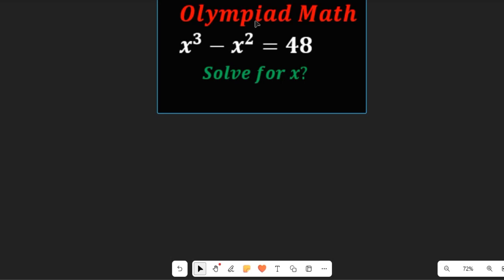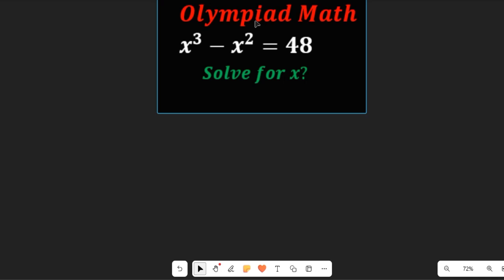So, do you think algebraic formulas alone can solve this algebraic expression? We are asked to solve for x, where x to the power of 3 minus x to the power of 2 equals 48. Let's try out to see if this can be possible. To solve this expression, I'm going to apply some algebraic formulas, but can that give us an answer to this question alone?